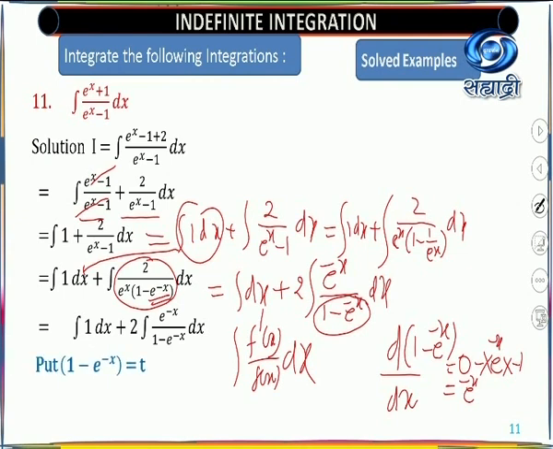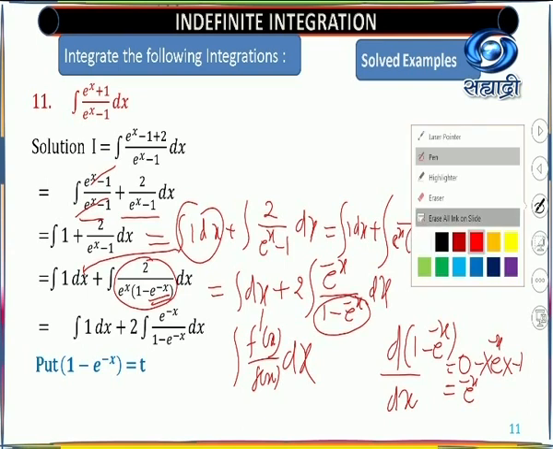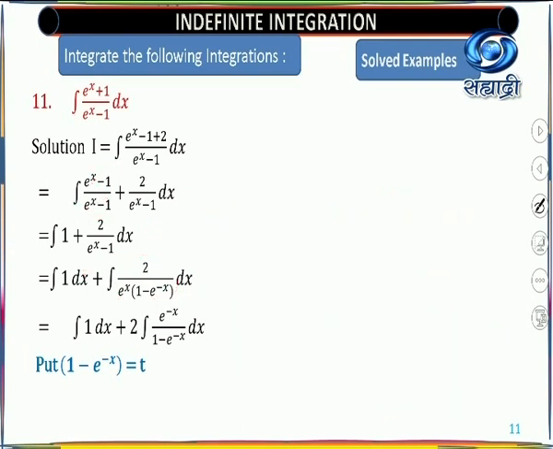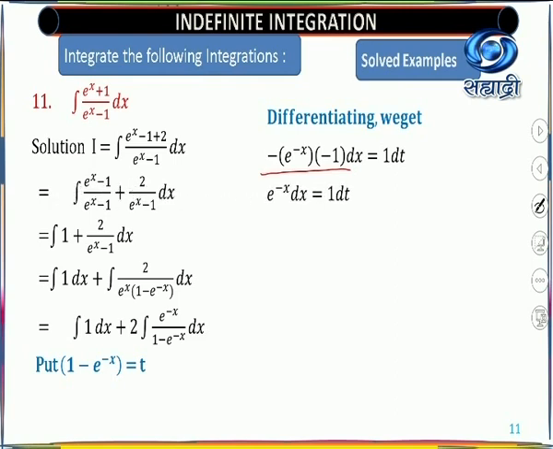So what you will get: put 1 minus e raised to minus x equal to t. When substitution is there, you know that immediately you need to differentiate. So differentiating, you will get e raised to minus x dx equal to dt. This is the explanation of how you are getting your numerator. So it's easy for the second term.